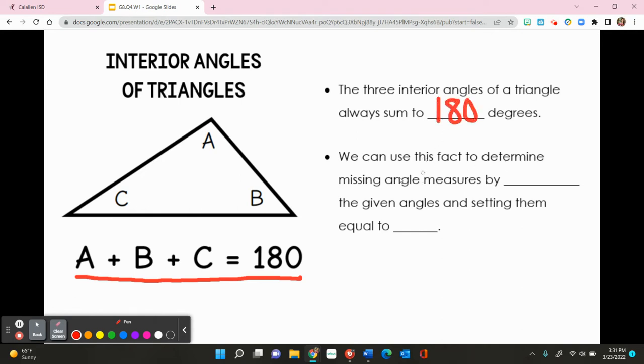We can use this fact to determine missing angle measures by adding the given angles and setting them equal to 180 degrees. With that being said, we're going to go ahead and open up your notes and we're going to look at number 1.